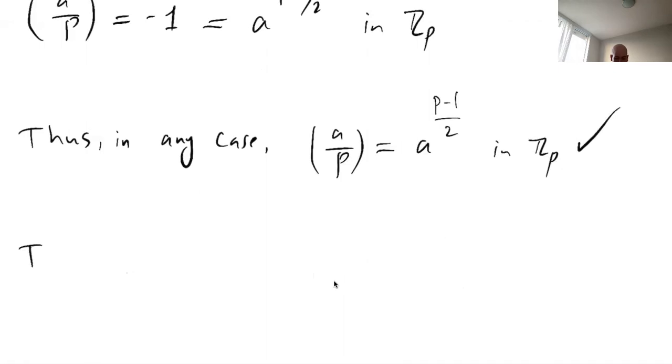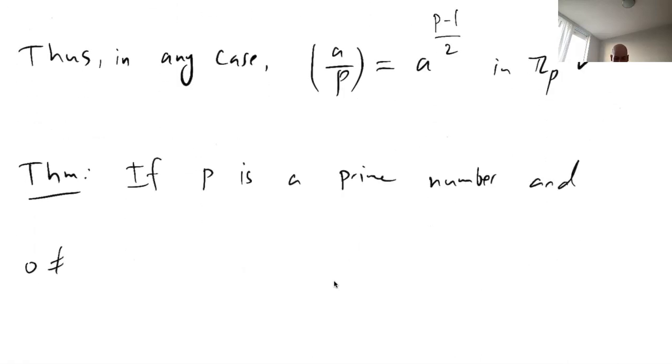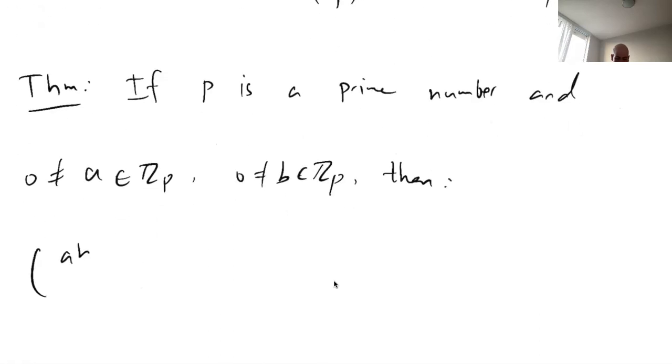Okay, now the next theorem. If p is a prime number, and we have two numbers, 0 not equal to a in ZP and 0 not equal to b in ZP, then ab over p is equal to a over p times b over p.